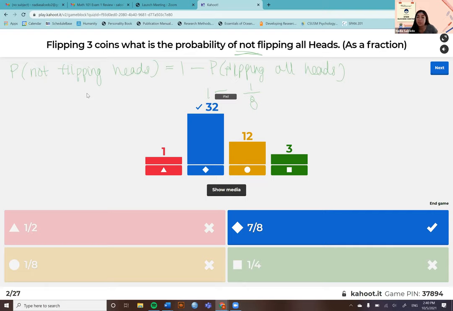We have to make common denominators since we're subtracting. So this 1 would turn into 8 out of 8. It's a giant 1. Then subtract the 1 out of 8, which gives us 7/8, which is the blue one. If you have any other questions, feel free to put them in the chat if you want me to go over something again. Okay, no questions. I'll go on to the next one and clear it.